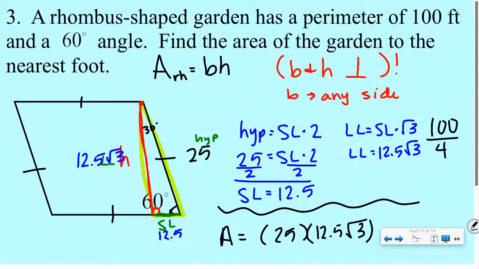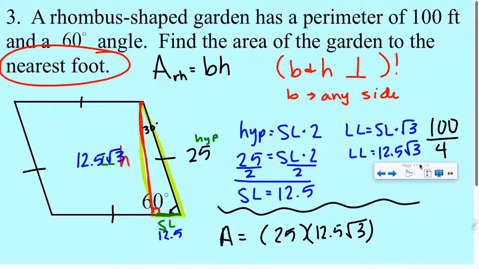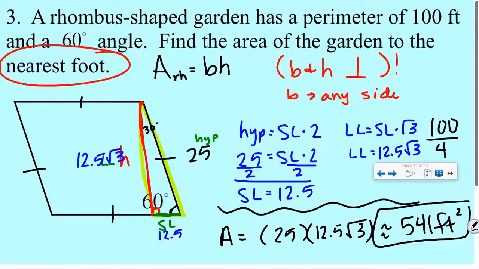It says to the nearest foot plus 2, which implies what? Round. So you've got to use what then? A calculator. Nearest foot, round to what place value? Whole number, right? Nearest foot would be round to the whole number, the ones. What do we get? I don't remember. About 541 feet squared. Remember, area is squared.